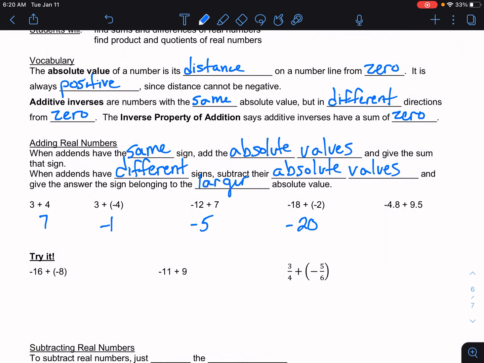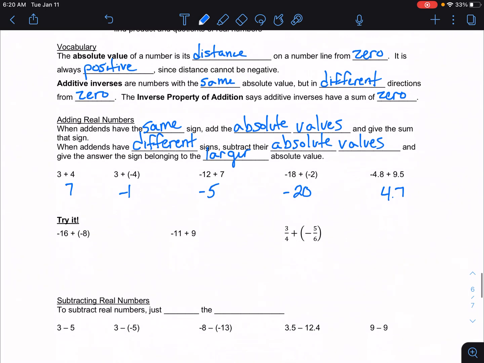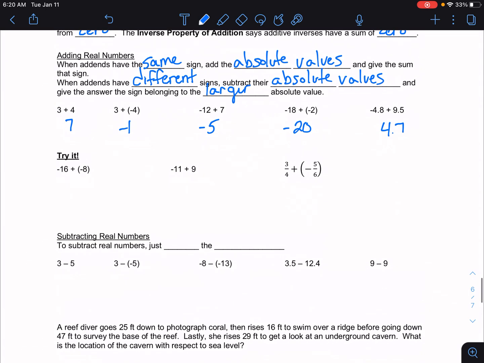Now we've got a little bit of decimals, but the same rules still apply. This time since they're opposite signs, we subtract the numbers. 9.5 minus 4.8 is going to be 4.7. 9.5 is the larger number and it's positive, so we're going to leave our final answer as positive. Okay, we are at a try. Remember, this is a good time for you to pause the video, try a few examples on your own, and we will check those shortly.